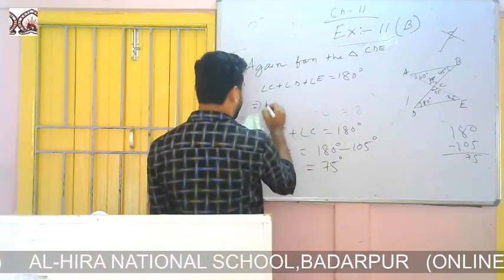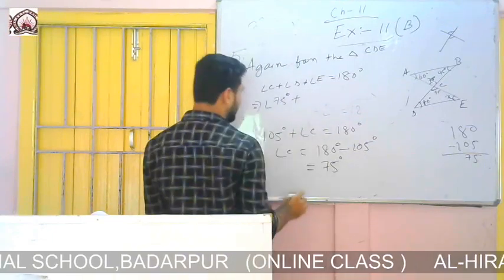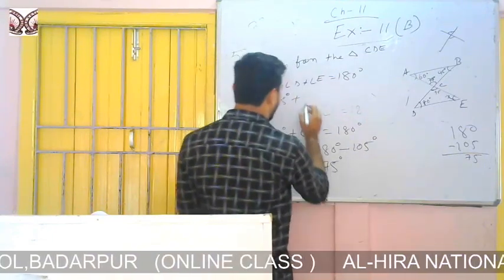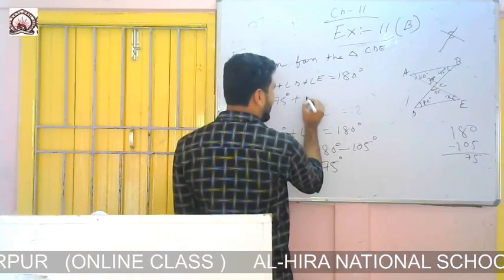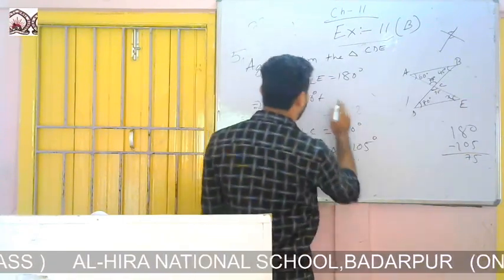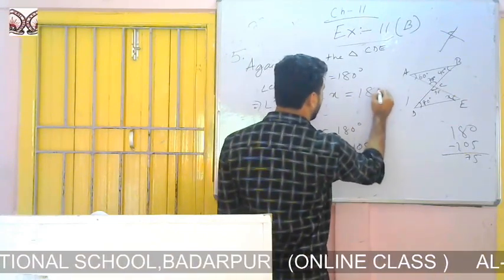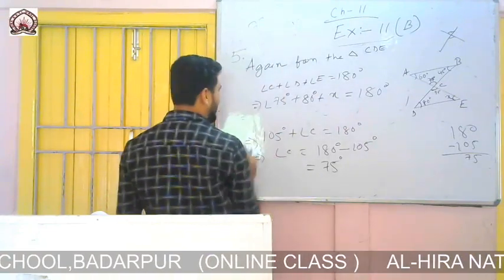Here you see, in place of angle C I can write what? 75 degree. And in place of angle D, what I can write? 80 degree, it is given. And in place of angle E I can write what? X. We have to find X. Okay. So I can write what? 180 degree. So from there I can find.